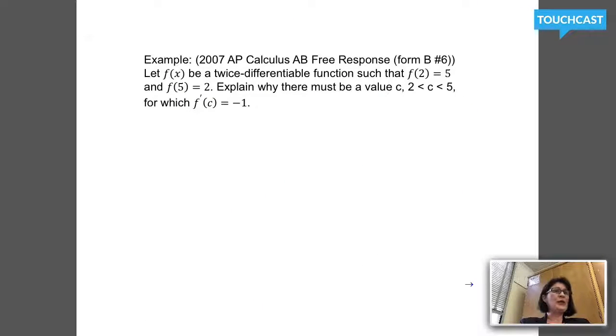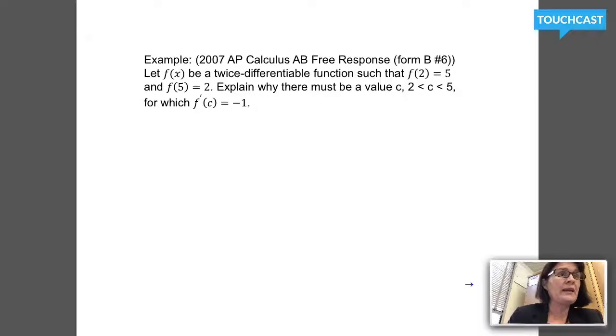Let f of x be a twice differentiable function such that f of 2 is 5 and f of 5 is 2. Explain why there must be a value C, 2 is less than C, which is less than 5, for which f prime of C equals -1. So here, don't expect this to happen. I'm warming you up. But this was an actual AP test problem.